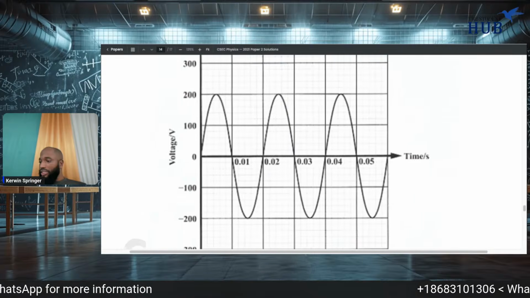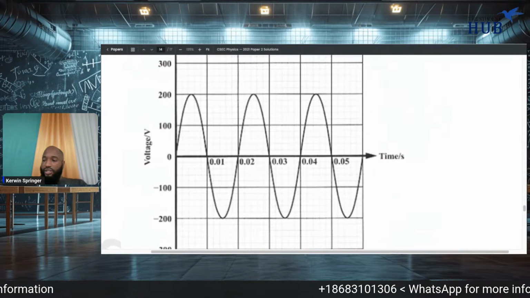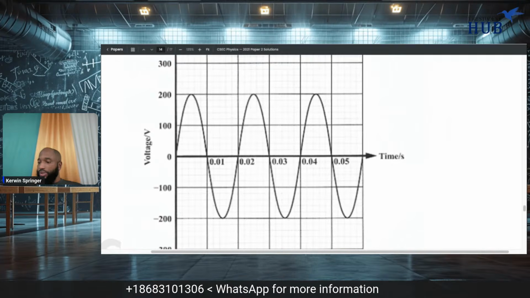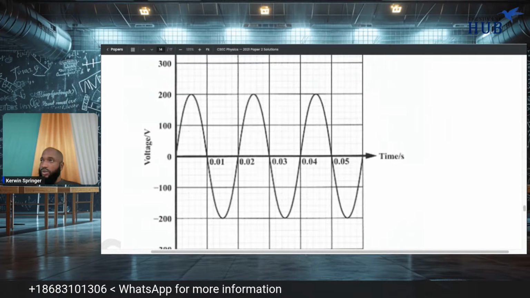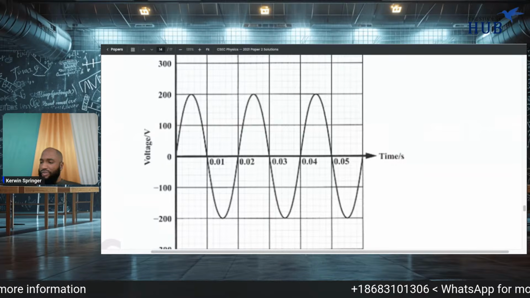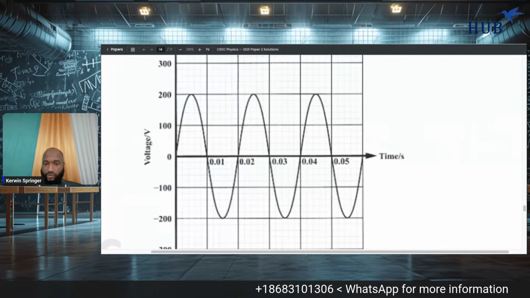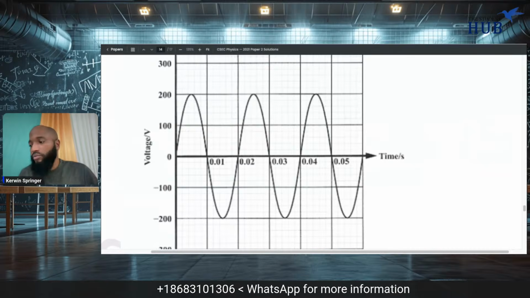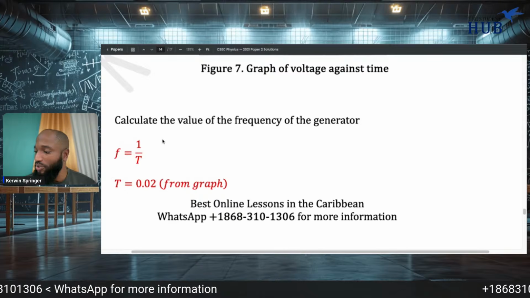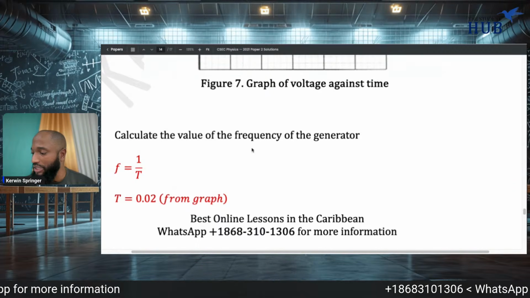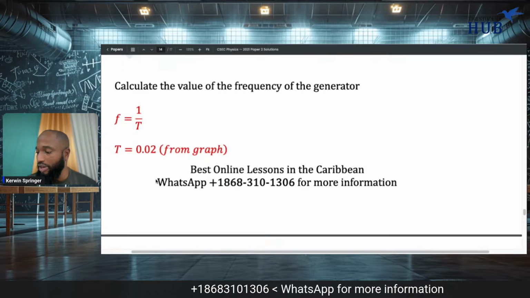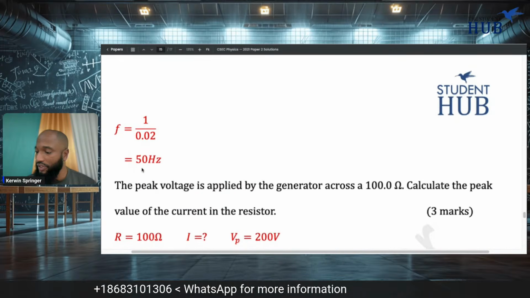Okay, what is the frequency? They're probably going to ask this in this question anyhow. What is the frequency? 50, you get 50? Mr. Merritt, let's confirm. Calculate the value of the frequency of the generator. T is 0.02 from the graph, that's the period. So 1 over 0.02, 50 hertz.